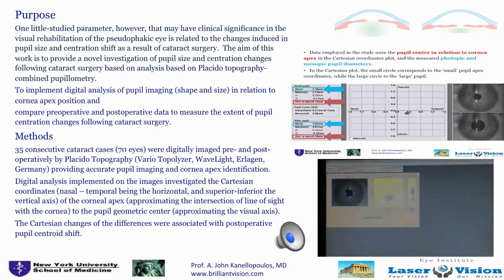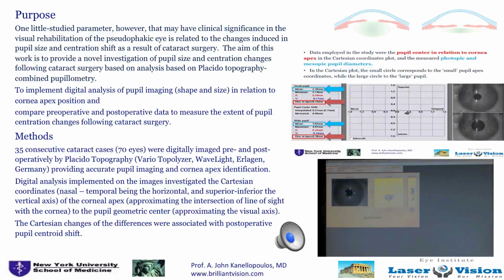This is the M4 keratograph by Oculus. The specific device we used is the Vario Topolyzer used for the purposes of topography guided treatments by WaveLight. It's the same device, though, as far as these parameters studied. To implement digital analysis of pupil imaging, we're able, by the digital analysis of the pupil size as provided with bright light and low light conditions from the device, and also compare the centration of pupil and the centroid shift following cataract surgery. So in methods, we looked at 35 consecutive cataract cases.